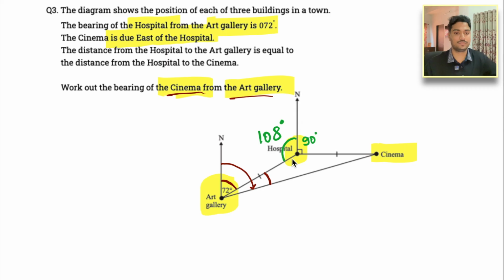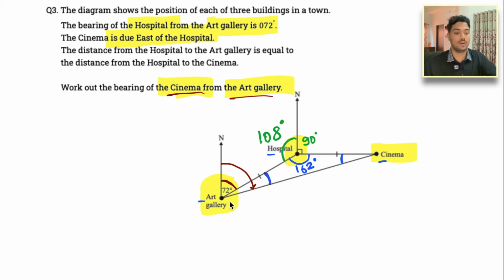Now this angle is going to be 360 minus 90 minus 108, angles at a point, so that's the remaining angle, which is 162 degrees. And this triangle AHC is an isosceles triangle because the distance from the art gallery to the hospital is equal to the distance from the hospital to the cinema. So the base angles are going to be equal.